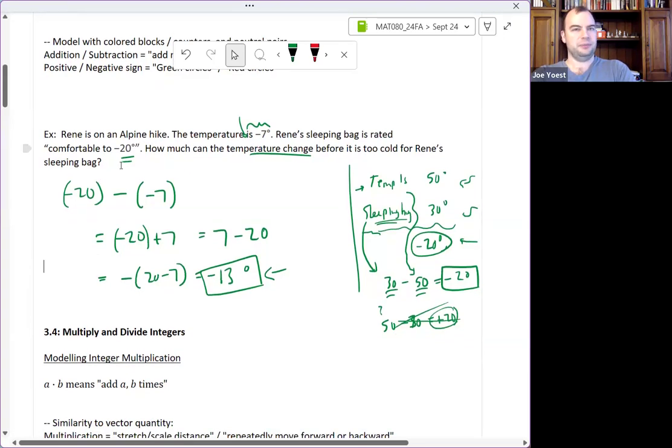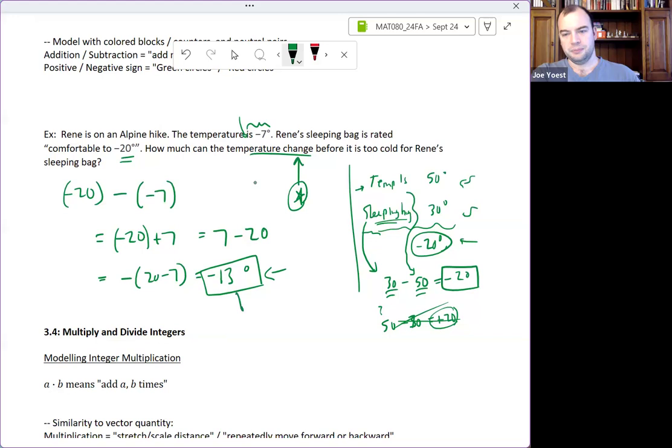Now, one little detail that I want to mention here is the wording of the question. How much can the temperature change before it's too cold for a sleeping bag? It can change by negative 13 degrees. Note that if we said, how much can the temperature decrease before it's too cold for a sleeping bag, we wouldn't want to say it could decrease by negative 13 degrees. We would want to say it can decrease by 13 degrees. This negative is representing that decrease. So the decrease would be 13 degrees, or the change would be negative 13 degrees.